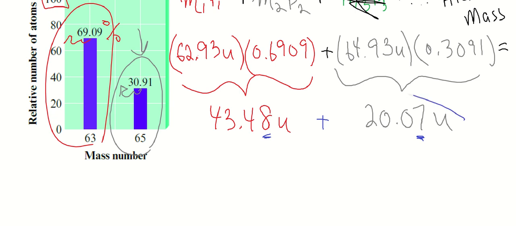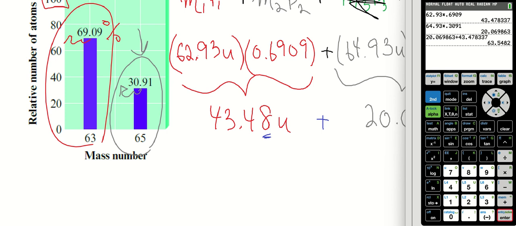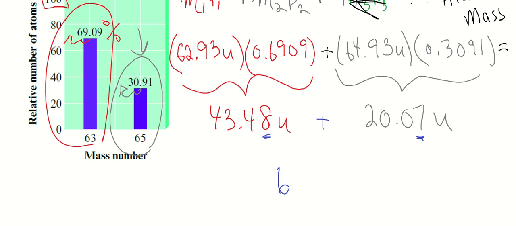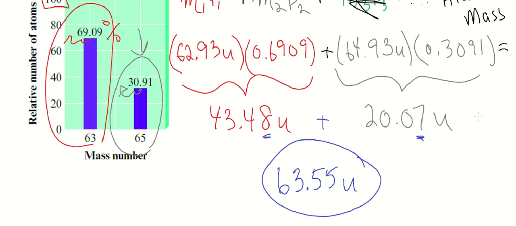All right, instead of adding these rounded numbers, I used the better numbers in my calculator. So I got 63.55 is the answer. And that's your weighted average atomic mass, if you will. We just call it the atomic mass of copper.